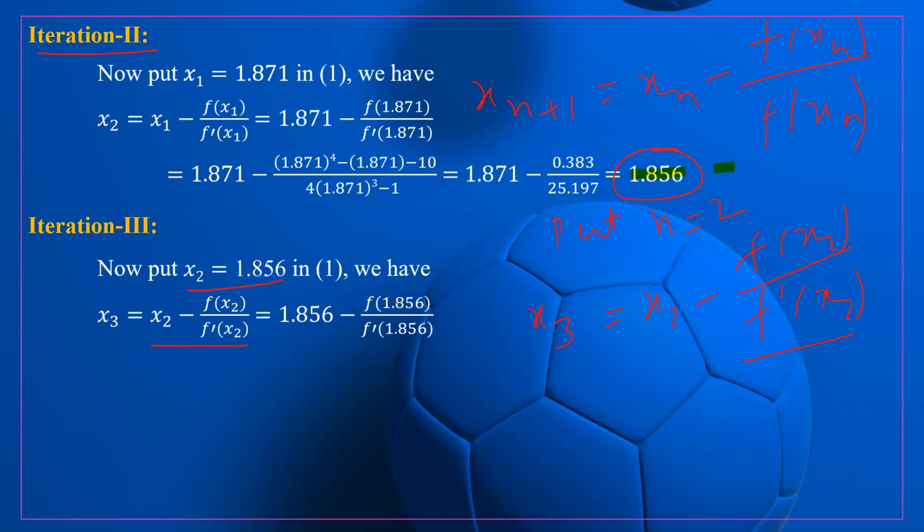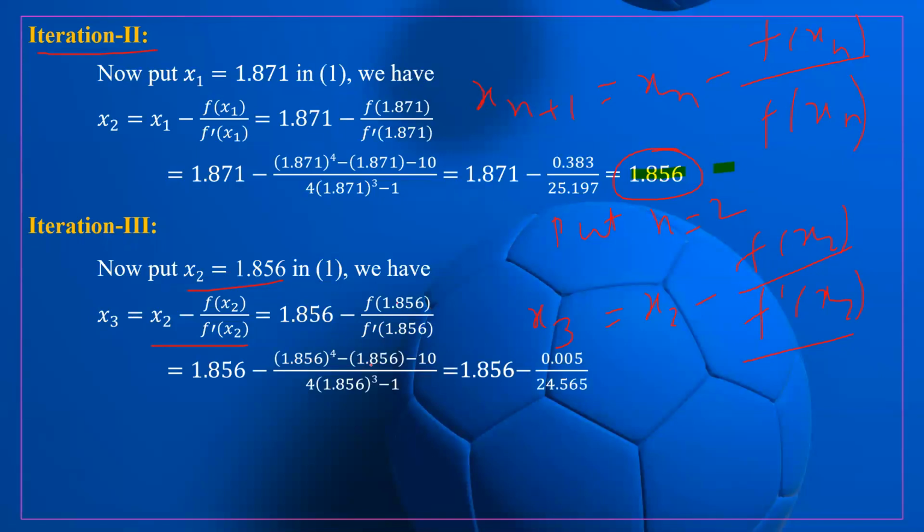So we are only taking up to 3 decimal places because our answer should be in 3 decimal places. Again, we substitute in this equation. We are getting again x to the power 4 minus x minus 10 upon 4x cube minus 1. And again, if we simplify, we get the same answer, 1.856. Now just look here, x2 and x3, both values are the same. So now we stop over here.